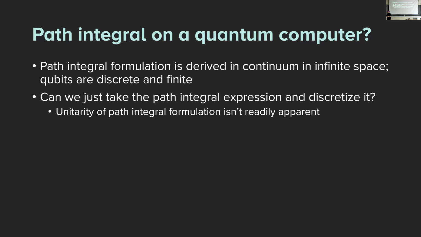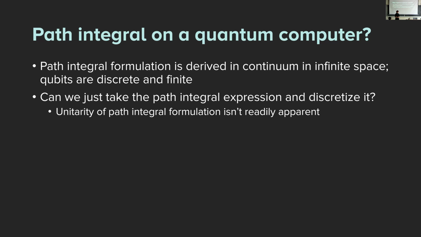One issue with this is that the unitarity of the path integral formulation isn't readily apparent. That's one benefit of the Schrödinger representation. You have a Hamiltonian, the Hamiltonian is Hermitian, you exponentiate it, and you end up with a unitary operator, and unitary operators are the natural operations that you perform on a quantum computer. So that's very nice. But in the path integral formulation, even though the time evolution should still be unitary, just by looking at this expression, it doesn't really look like a unitary operator.